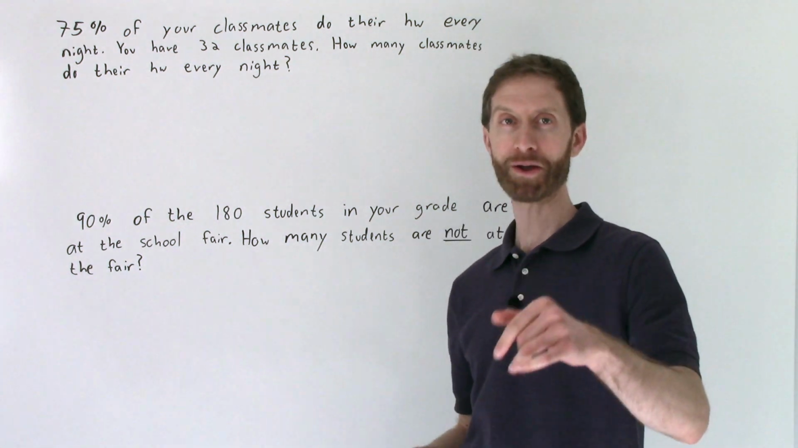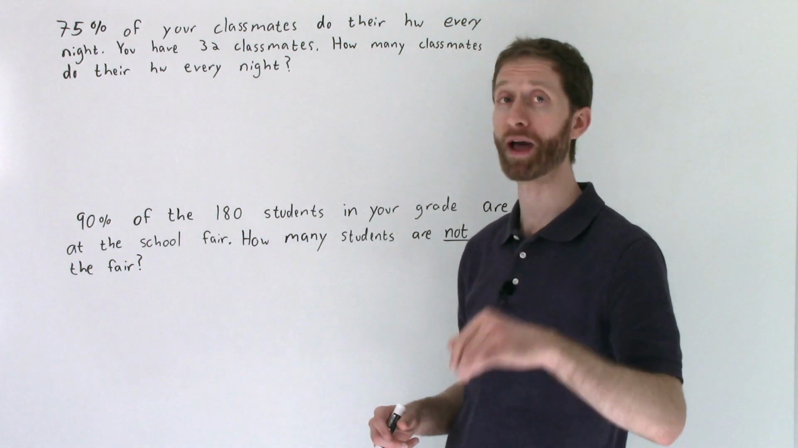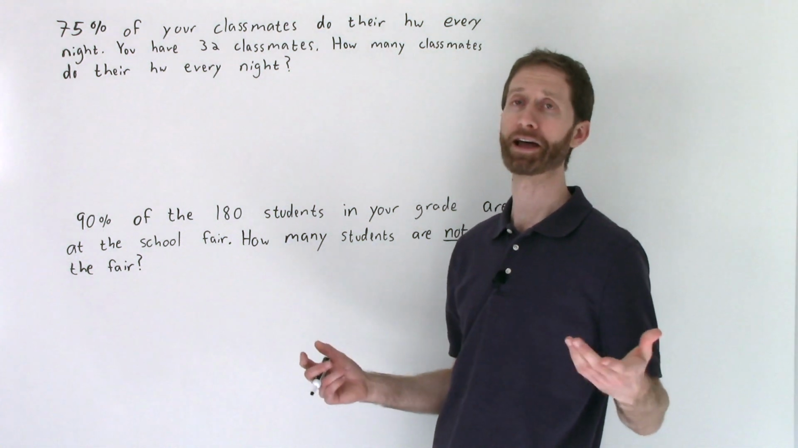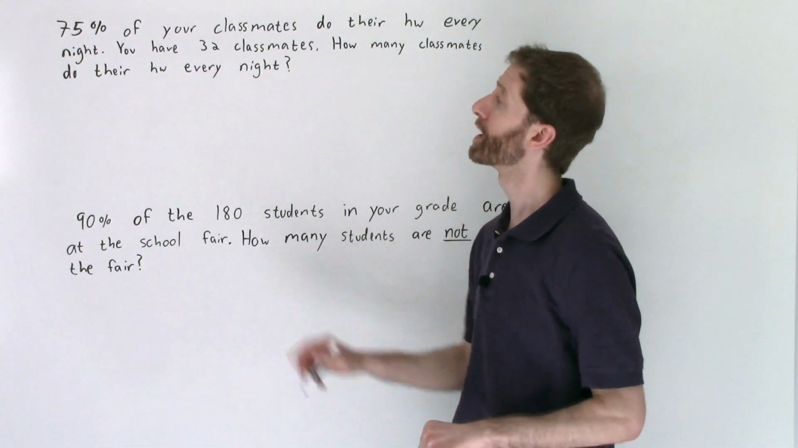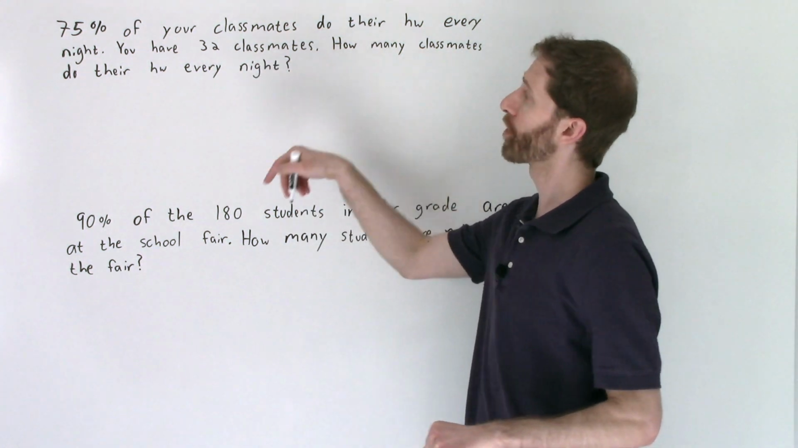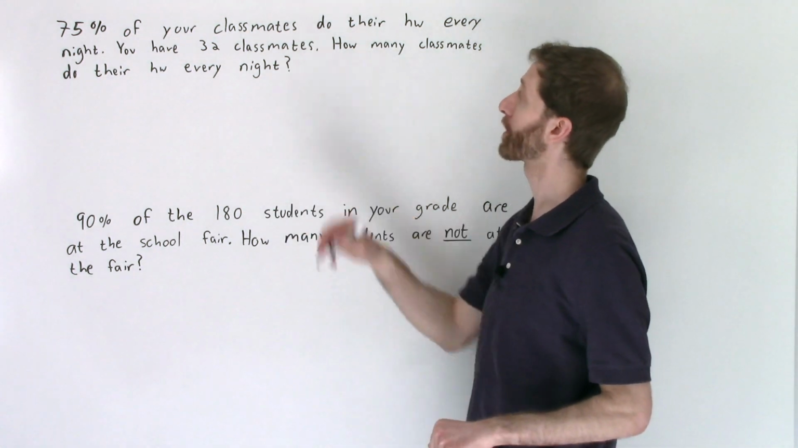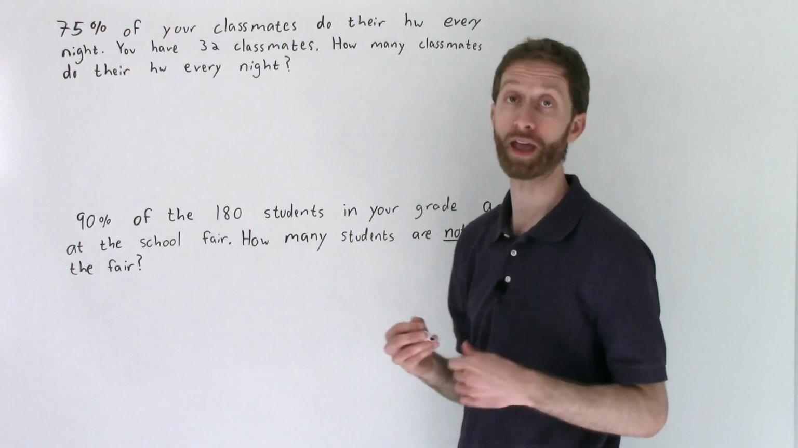It is time to do some percentage word problems. Make sure you have your calculator handy at all times. Let's check out this word problem. It says 75% of your classmates do their homework every night. You have 32 classmates. How many classmates do their homework every night?